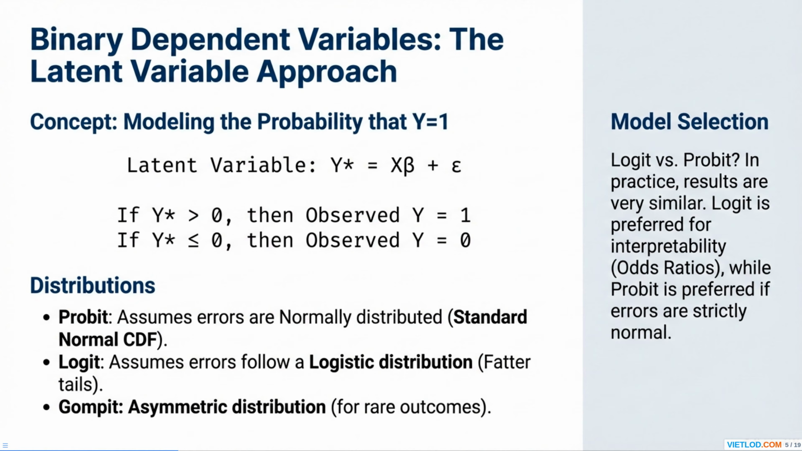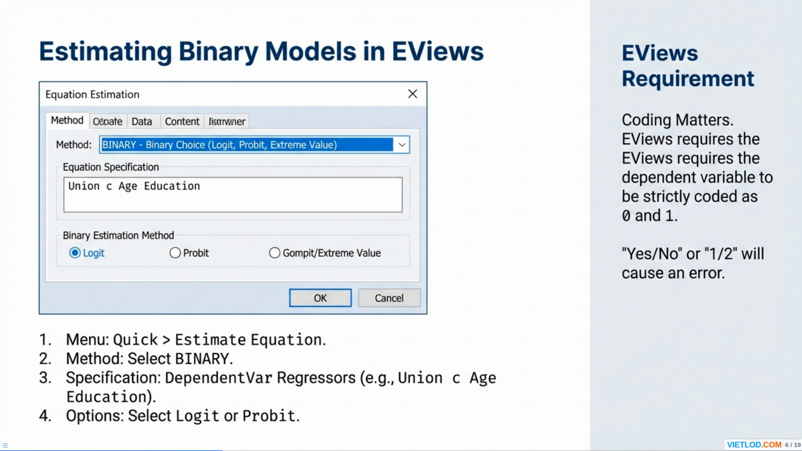The key distinction between these models lies in the assumed distribution of this error term. The Probit model assumes errors follow a standard normal distribution, while the Logit model assumes a logistic distribution, which has fatter tails, giving more weight to extreme outcomes. The Gompit model uses an asymmetric distribution, which can be particularly useful for rare events. When it comes to model selection, Logit and Probit models often yield very similar results in practice. Logit is frequently preferred for its interpretability through odds ratios, while Probit is favored when errors are strictly normally distributed.